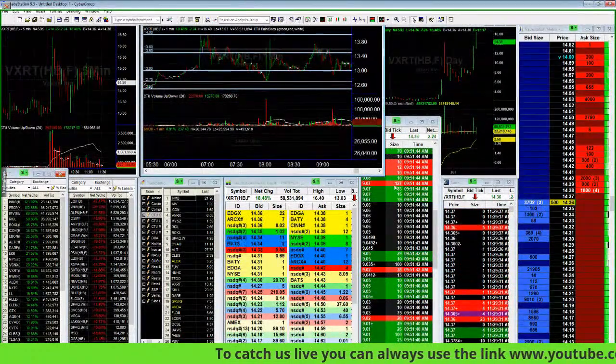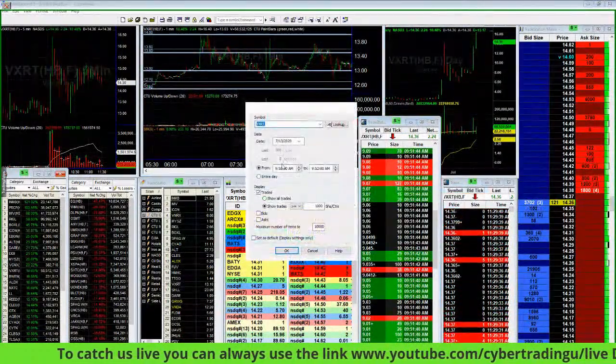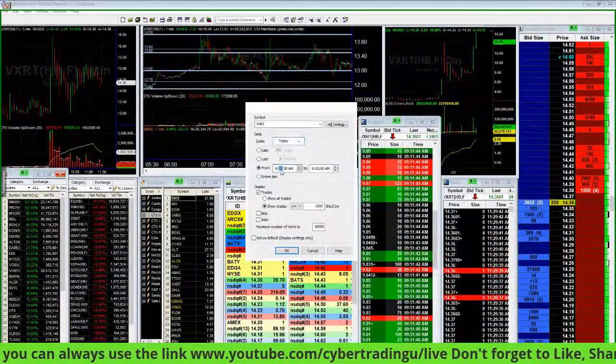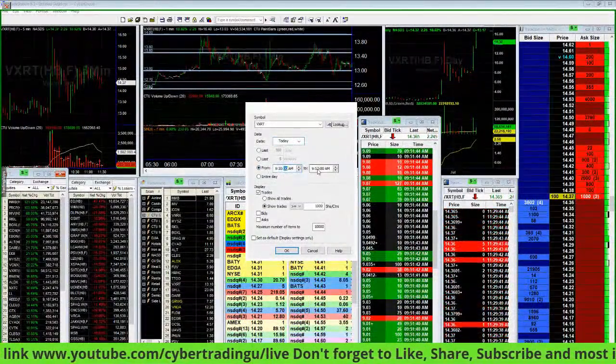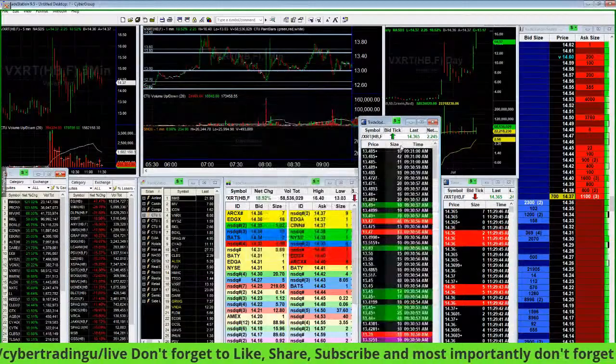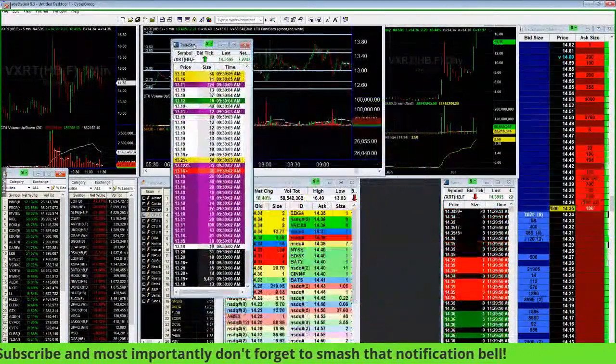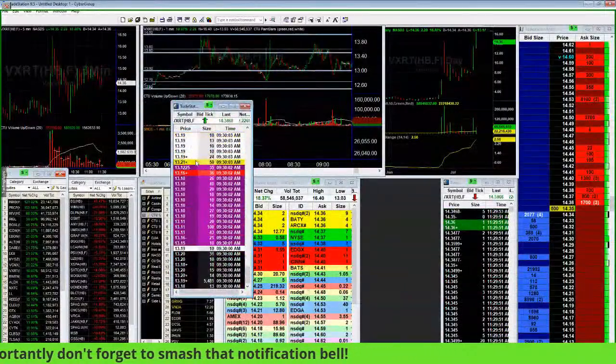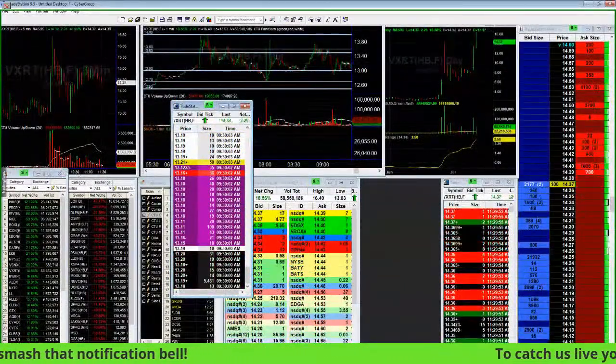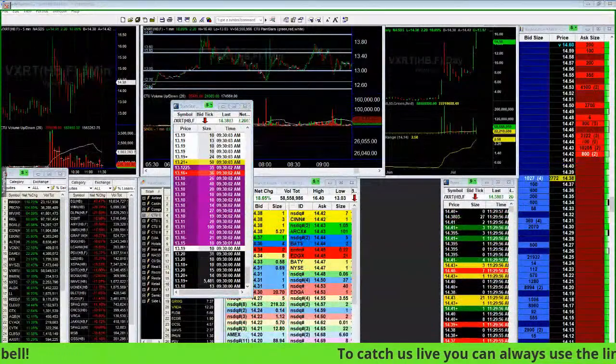All right, so once more, let me just go through time and sales, guys. We'll go through the opening bell print, as I call it, once again, and then we'll see what happened after 9:30. All right, so for all of us now at this point, if you guys know what the opening bell print means at this point, what's the opening bell print on VXRT from this morning?